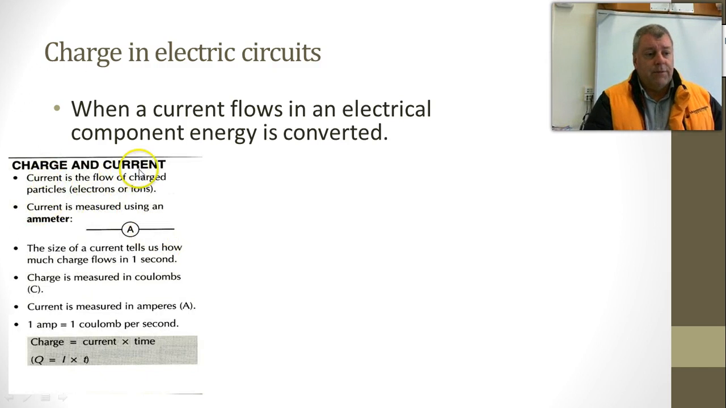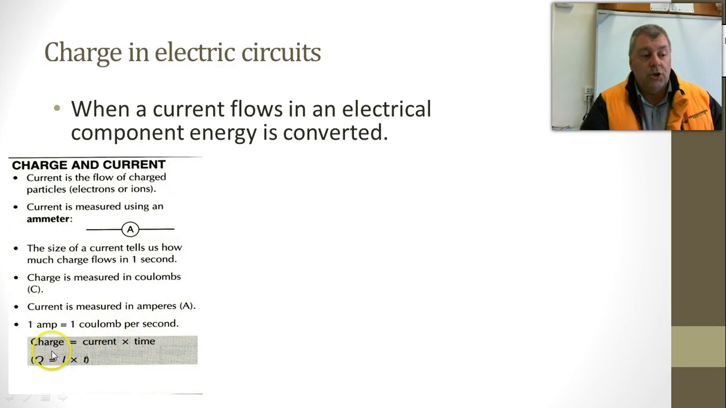Okay, so current is the flow of charged particles, mostly electrons, rarely ions. We measure current by an ammeter or a multimeter, which has an ammeter built into it, but traditionally the symbol is A with a circle in it. And the size of the current tells us how much charge is flowing in a second, because current is measured per second. And whereas charge is measured in coulombs with a capital C as its unit, current is measured in amperes, or amps, which is capital A as its symbol. 1 amp equals 1 coulomb per second.